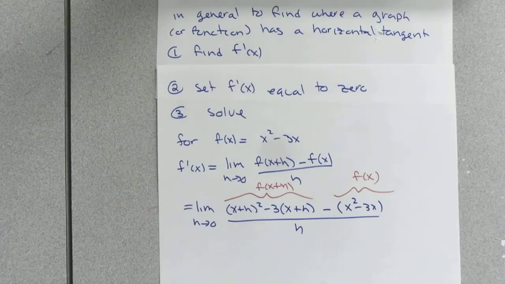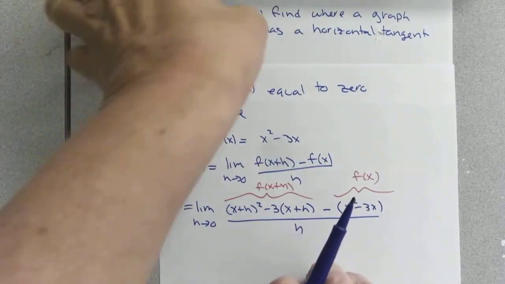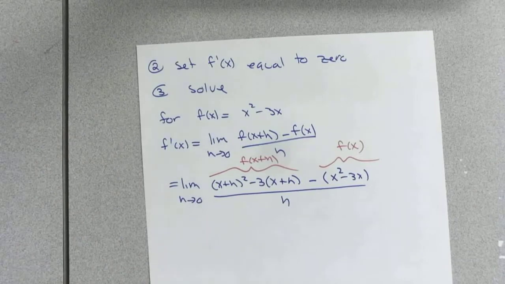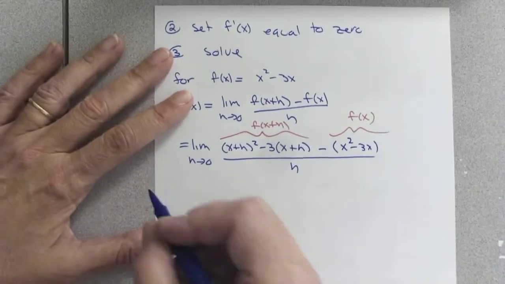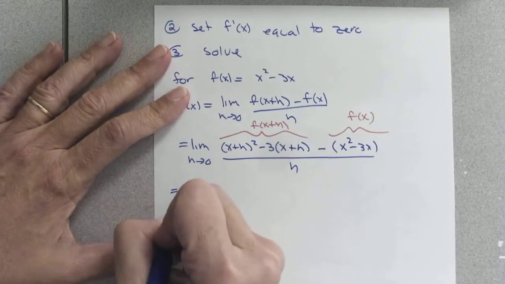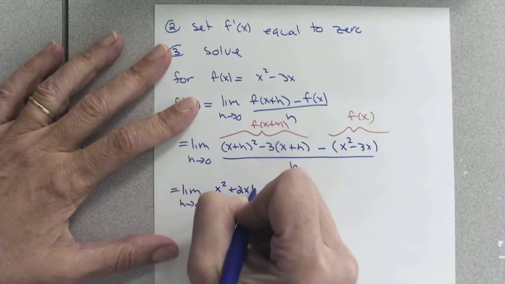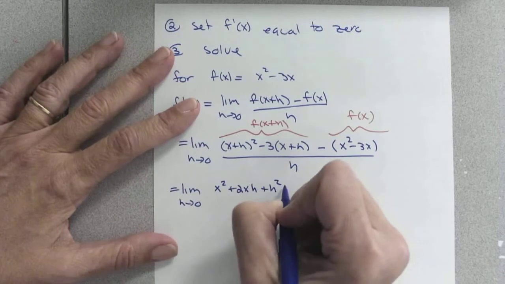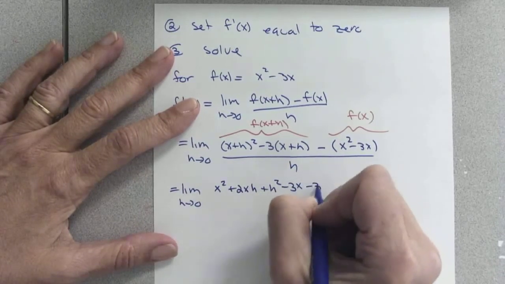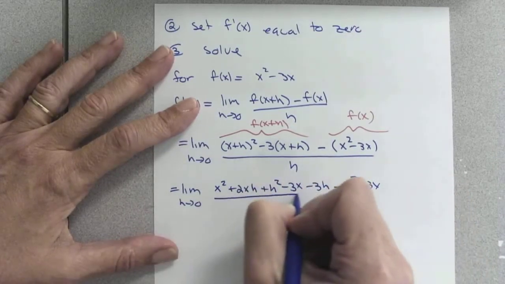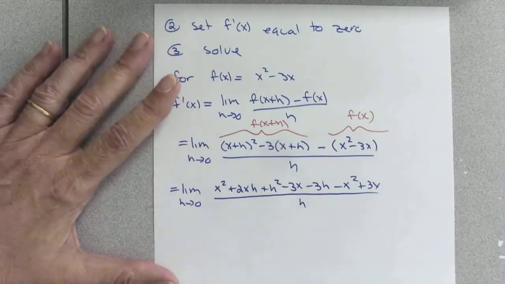Again, if we did substitution of h equals 0, we get 0 over 0, which tells us nothing. So we're just now going to start doing algebra to try to cancel that h. So let's just simplify this guy. And so there's the limit as h goes to 0 of x squared plus 2xh plus h squared minus 3x minus 3h minus x squared plus 3x. Just FOILing and distributing.